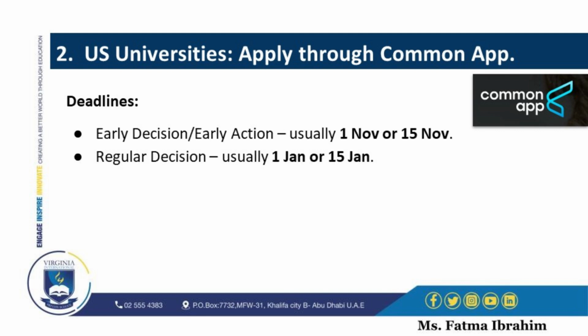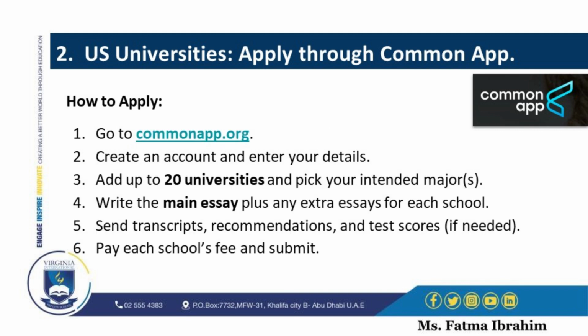There are 2 main timelines to know: early decision or early action, usually November 1st or November 15th, and regular decision, usually January 1st or January 15th. Early applications can sometimes improve your chances, but you need to be ready much earlier. Applying is straightforward. Go to thecommonapp.org, make an account, add your chosen universities, write your main essay, complete any extra essays for each school, send your transcripts and recommendations, pay the fees, and submit. Each school has its own fee, so budget for that.